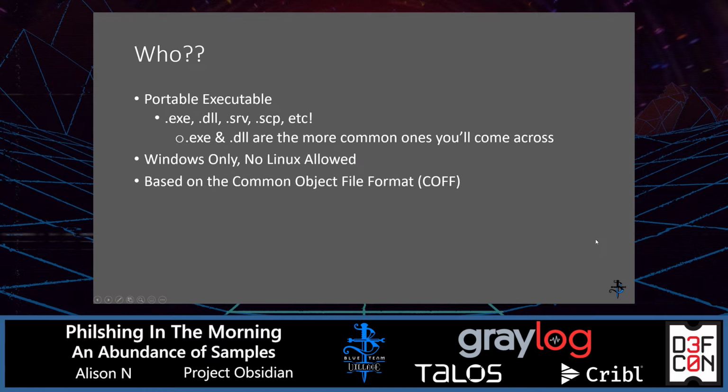So what are they? They're Windows executables. They're commonly seen as .exe, .dll extensions. Less commonly, you can see them as .srv, .scp, and so on. But like I mentioned, these are Windows only. Their Linux equivalent would be ELF, Executable and Linkable Format files. And they're both based on the Common Object File Format, or COFF.